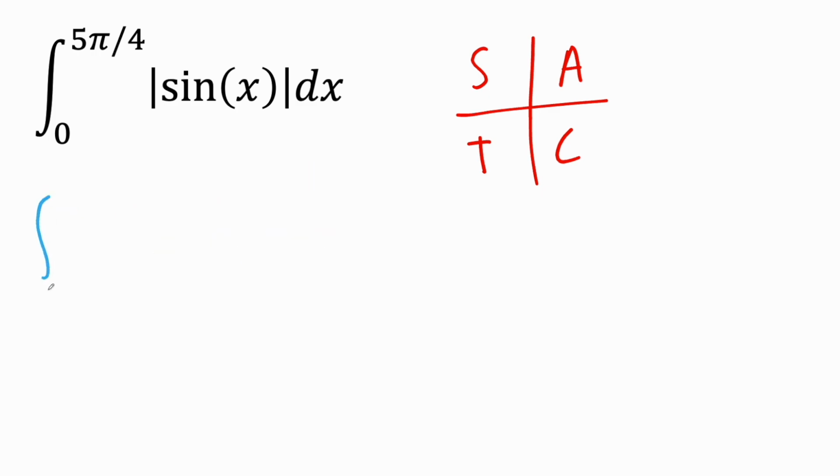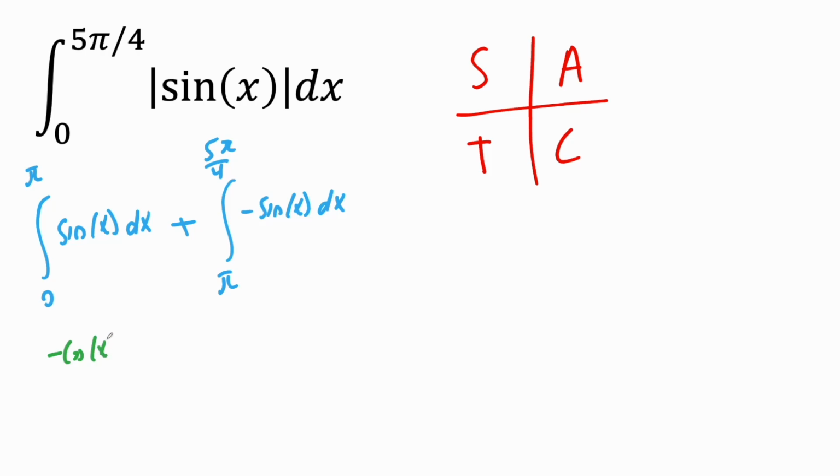So in short, we're splitting up our integral. From 0 to pi, we're positive, so just regular sine x dx. Then I'll have plus the integral from pi to 5 pi over 4, and it's going to behave like negative sine x dx. Now the integral of sine will give us negative cosine x, bounded from 0 to pi, and the integral of negative sine x is going to give us a positive cosine x from pi to 5 pi over 4.